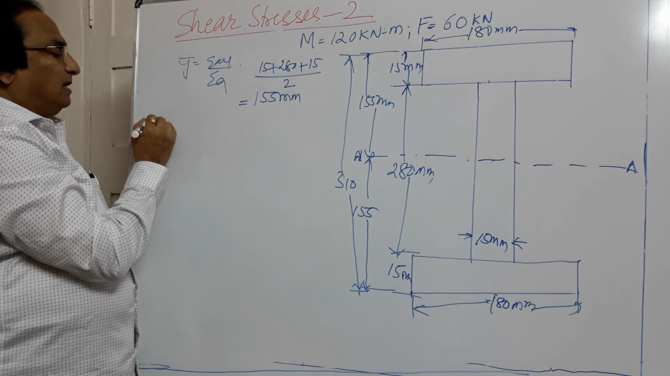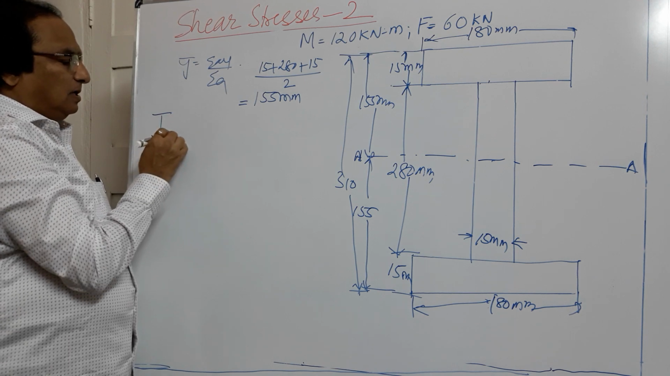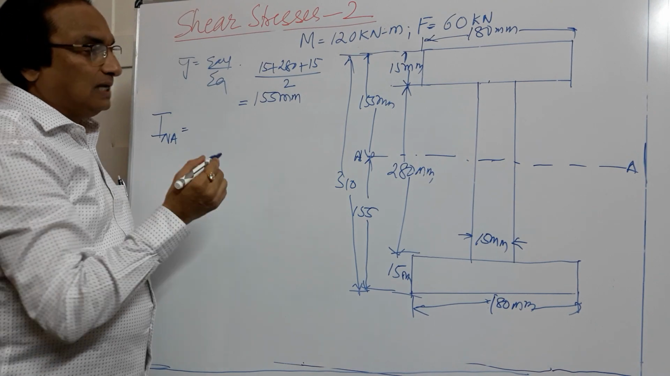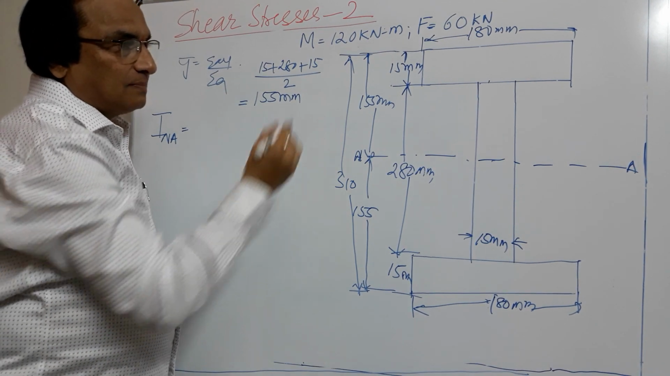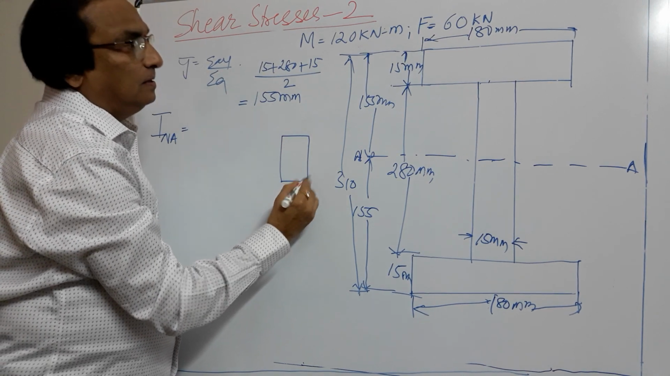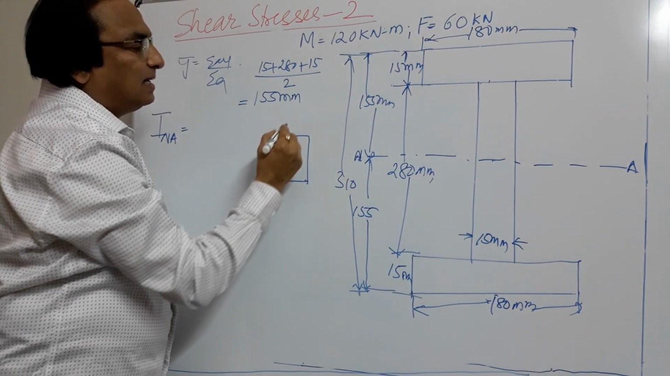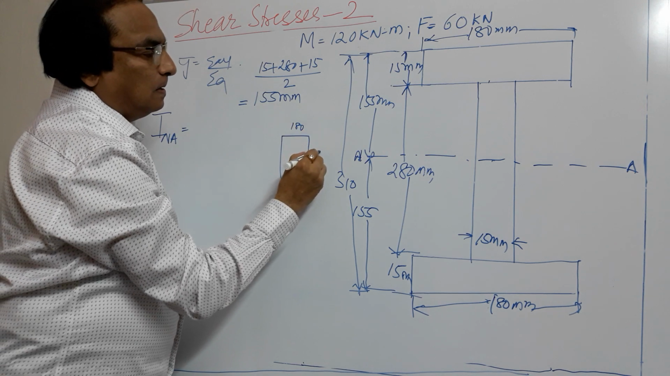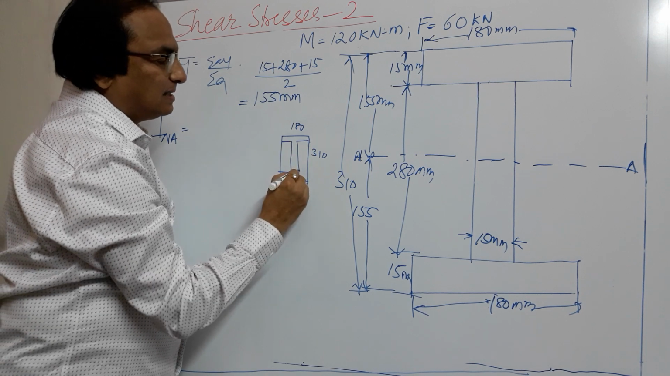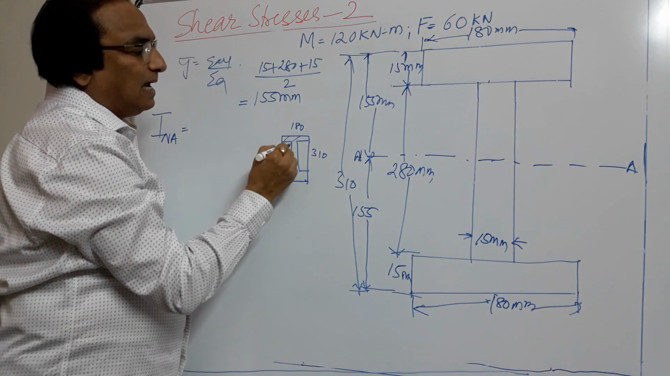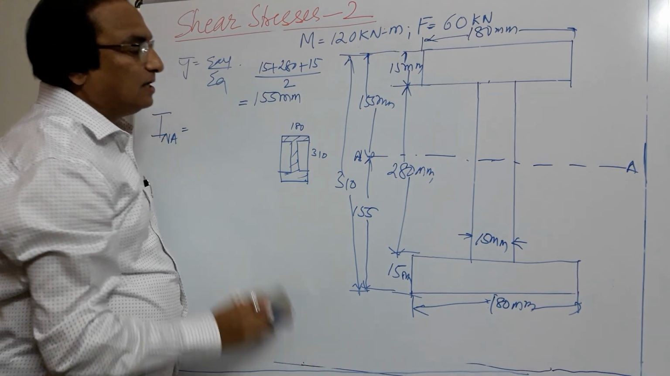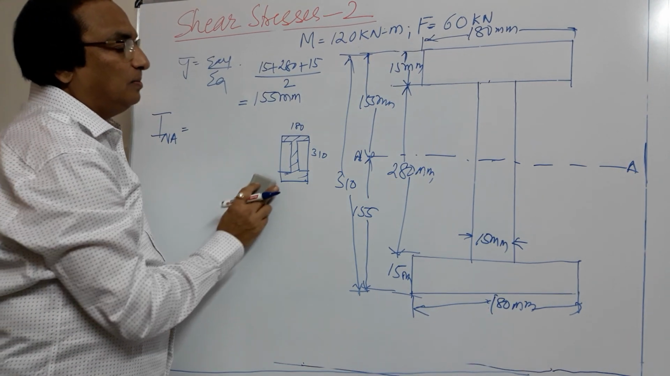Now we will go for finding the moment of inertia about the neutral axis. Since it's a symmetrical figure about both the axes, we will see a very simple step to find the moment of inertia. I will take this whole rectangle 180 by 310. From this I will deduct this rectangle and this rectangle, so that I get the moment of inertia of the I section. Very simple method. Let us use this method and find the moment of inertia.